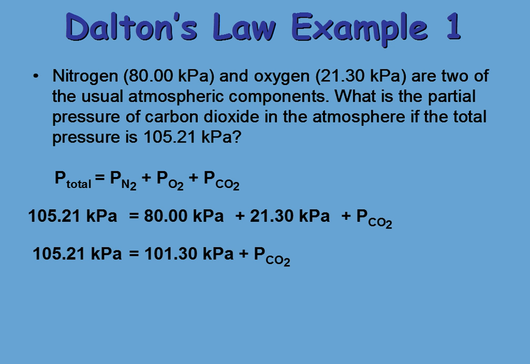To get the partial pressure of CO2 by itself, now we're going to need to isolate the CO2 by subtracting the 101.3 from both sides of our equation. And when you do that, you'll get the partial pressure is 3.91 kPa. If you substitute that into the partial pressure of CO2, you would see those two added together give you 105.21 kPa.